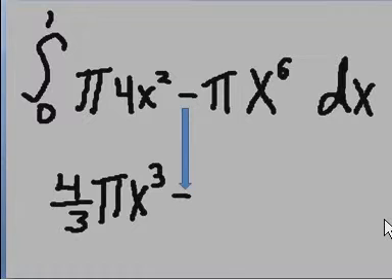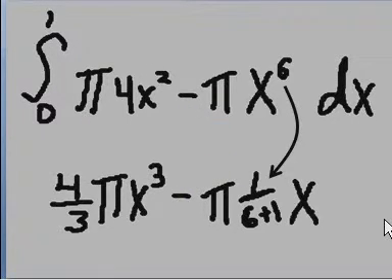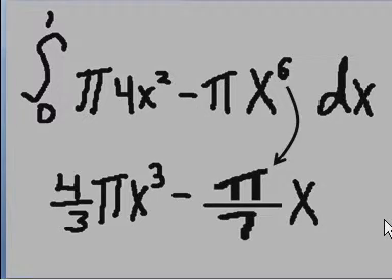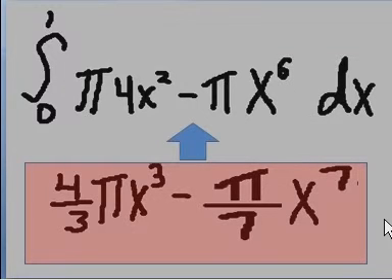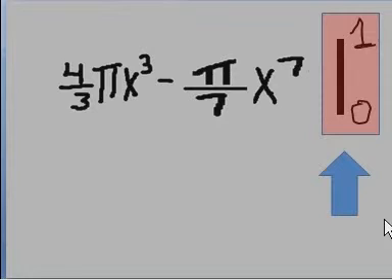Bring down the negative sign. Bring down the pi. Let's integrate the x to the 6, which becomes 1 over 6 plus 1, 1 over 7. Pi over 7 times x to the 6 plus 1, x to the 7. Let's move this up like so. And now we're going to evaluate from 0 to 1.